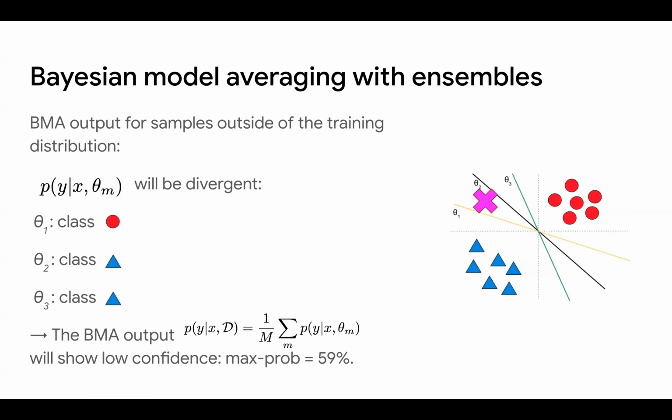Question: P of y given x and D here is basically a categorical distribution? Yeah, it should sum to 1.